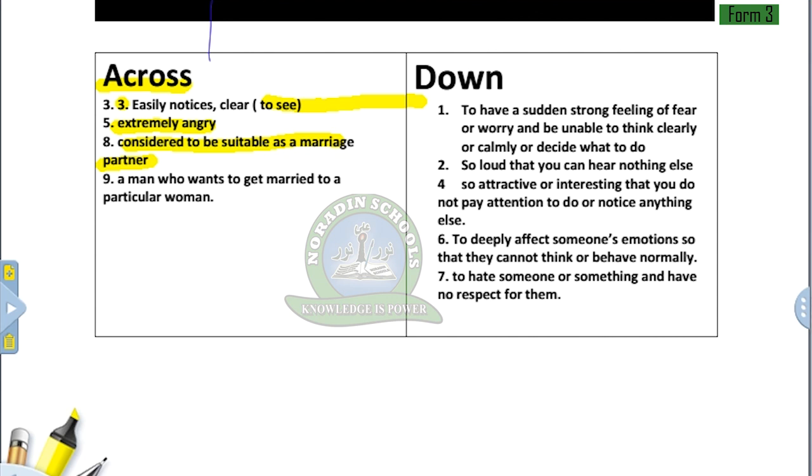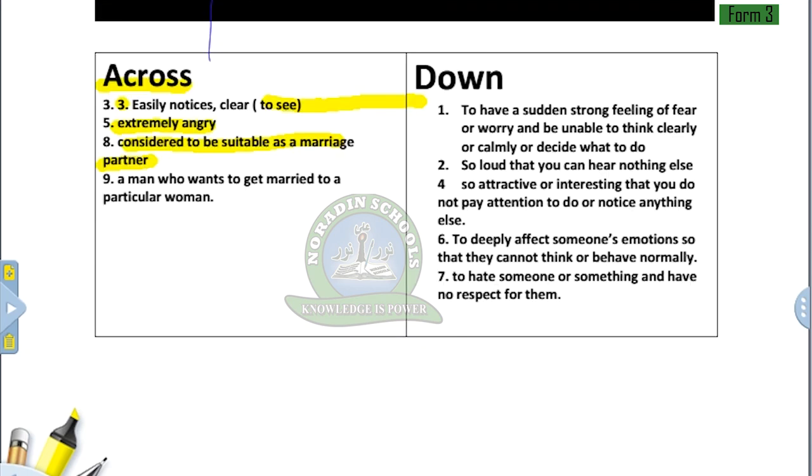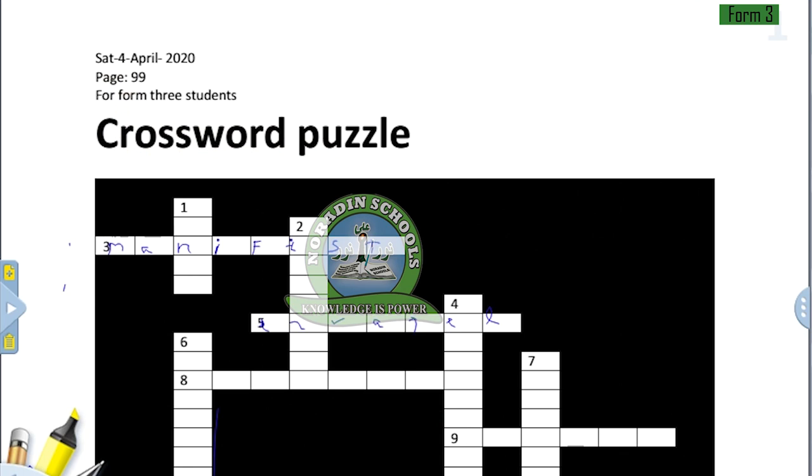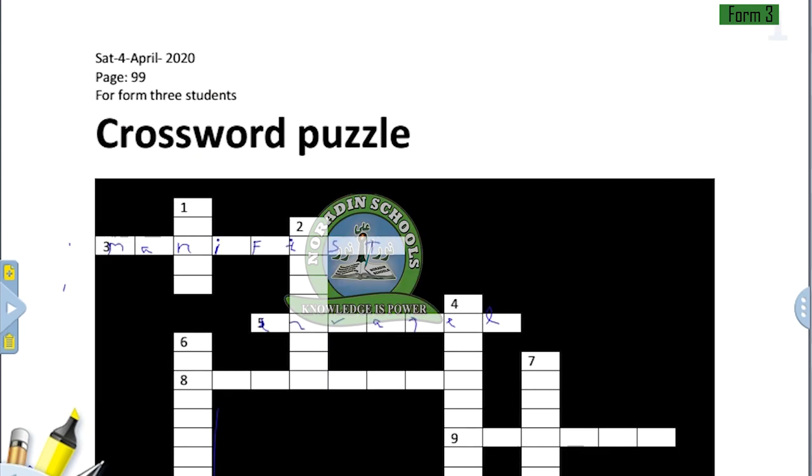Considered to be suitable as a marriage partner. Which word can change? The word is nothing else but eligible. So we will count if eligible can really fill this. It was question four? No, sorry, it was five. No, it was eight. Sorry, eight. Then we write the word eligible here. But first, E, right?